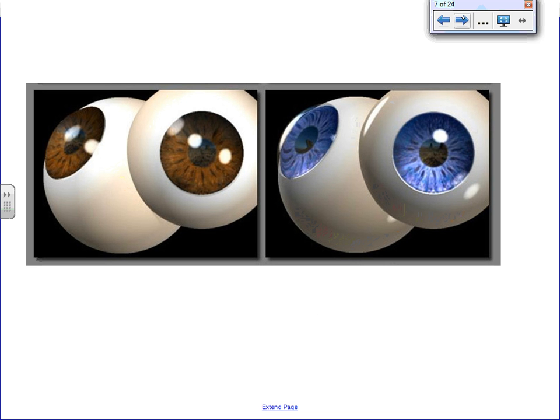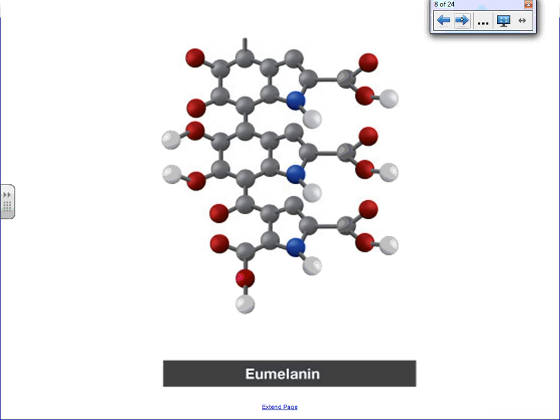And here is a great example of some of the differences. This is eye color that we're looking at here. The difference between brown eyes and blue eyes. Now, how does this come about? Well, it starts off with this molecule right here called eumelanin. Eumelanin is the protein responsible for making the brown pigment that we see inside of our eyes.